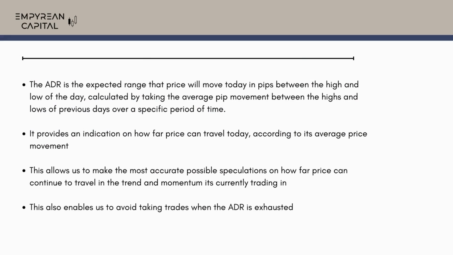So essentially, the ADR is the expected range that price will move today in pips between the high and the low of the day. And this is calculated by taking the average pip movement between the highs and the lows of previous days over a specific period of time, right?